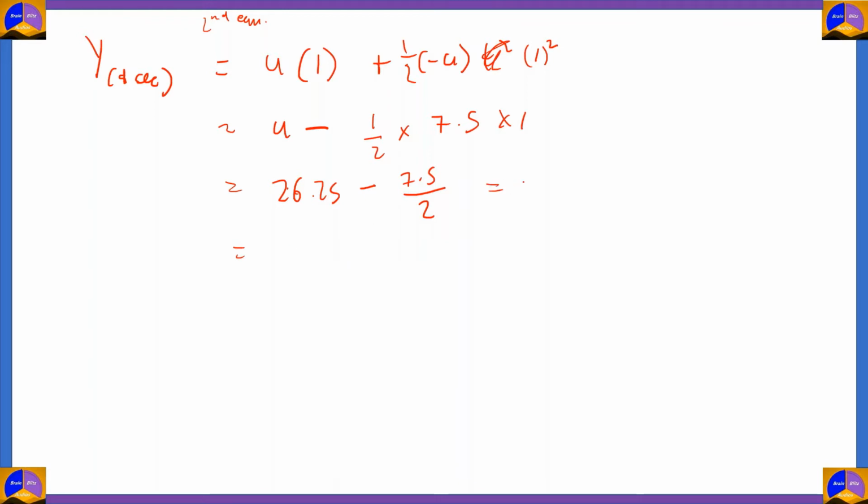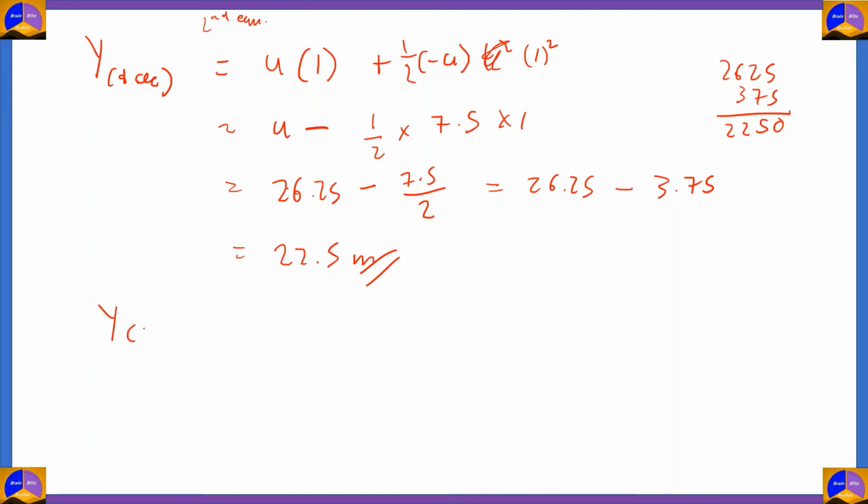So we get 26.25 minus 3.75. And when we do that, 2625 minus 375, 5 minus 5 is 0, 12 minus 7 is 5, 5 minus 3 is 2, and then there's a 2. So we get 22.5 meters as the value of the position of the object at 1 second.